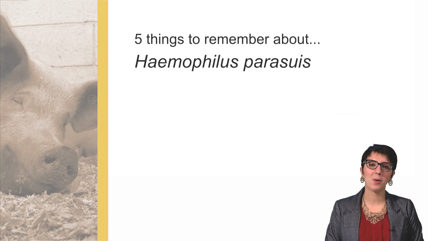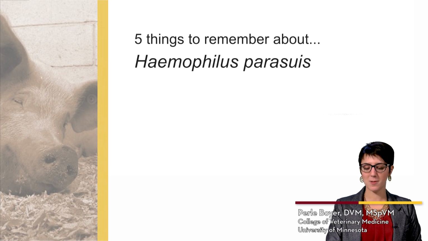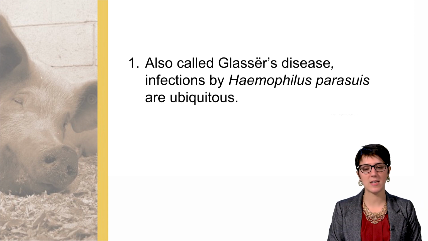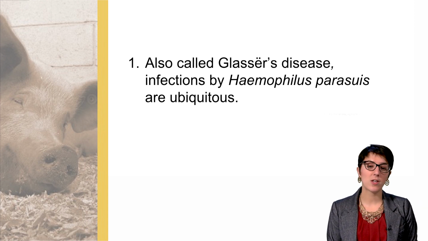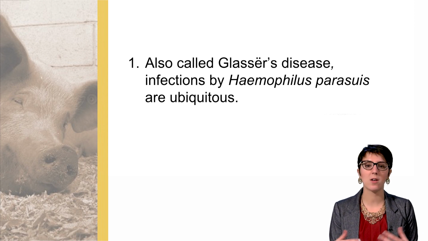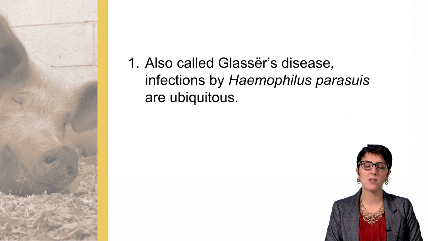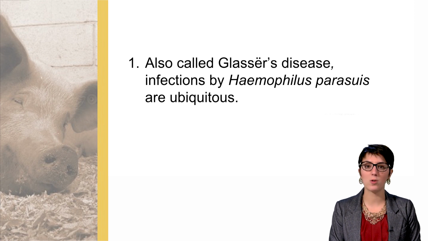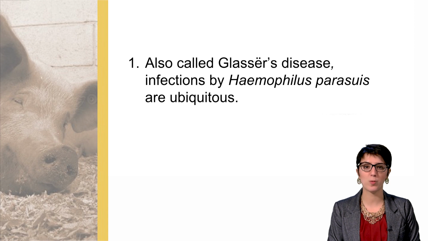5 things to remember about Haemophilus parasuis. Infections by Haemophilus parasuis are also called Glässer's disease. Those infections are ubiquitous. They can be found in every pig because Haemophilus parasuis is a commensal of the upper respiratory tract of pigs. The pigs get infected when they nurse the sow, and they can shed as healthy carriers for up to 6 months.